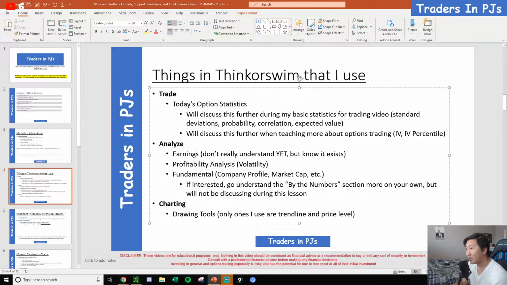So, then the trade statistics for volatility, the analyze tab for earnings. I don't really understand this yet, but I want to share that this exists for you guys to use and maybe go learn on your own. Profitability analysis, which is very similar to the trade option statistics, talks about volatility and the expected ranges of prices in the future dates. And then fundamental analysis, which is really great that you can actually just do on Thinkorswim. So let's do that really quickly.